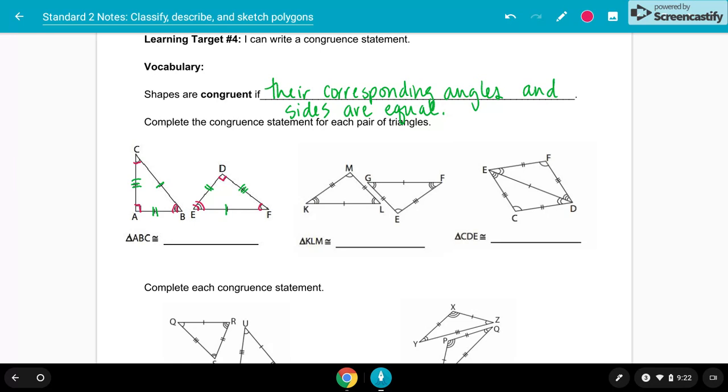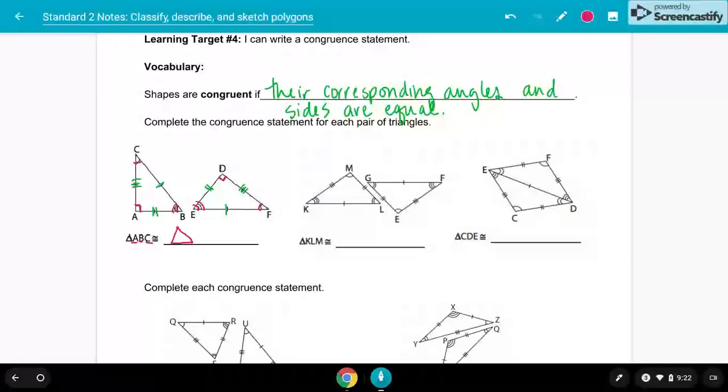However, when we write a congruence statement for this, you can't just fill in, oh yeah, E, D, F, because those are the first letters I see. That doesn't work, so I'm going to erase that. What you need to do, triangle ABC is congruent to, you need to pay attention to what letters go in which order.